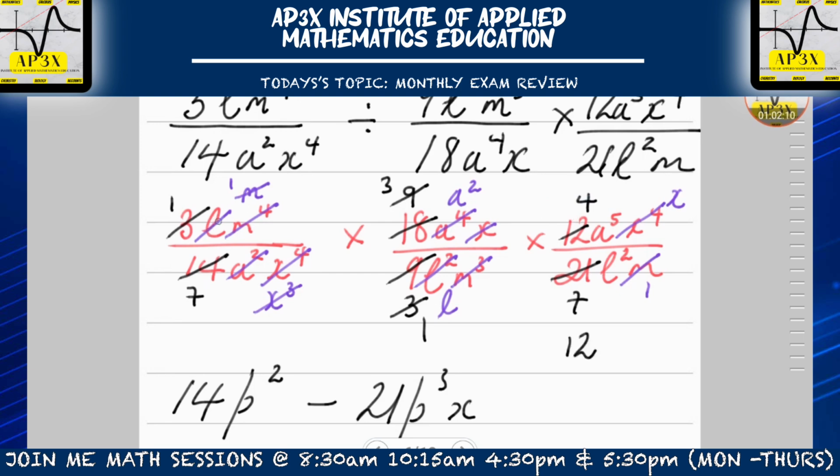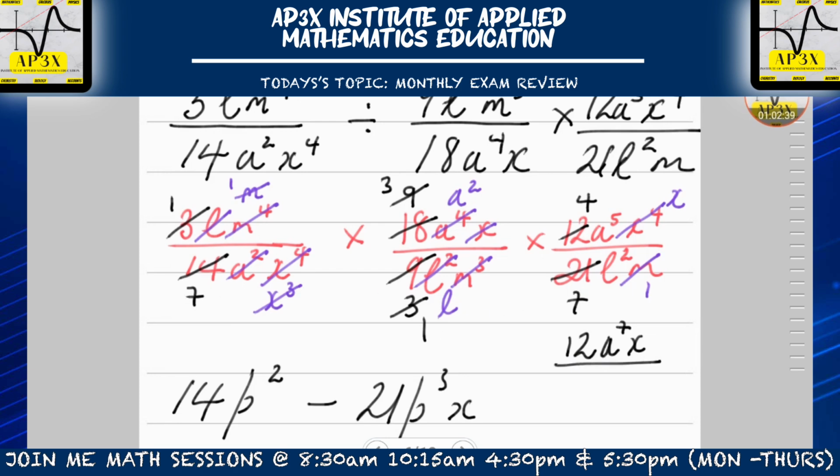Let's look at the letters. There's no L's left at the top. Okay, there's no M's left at the top either. There is an A squared here, and there's an A5 here, so that is A7. And here we have this single X right here. So that's X here. All over, let's look at the numbers for the bottom.